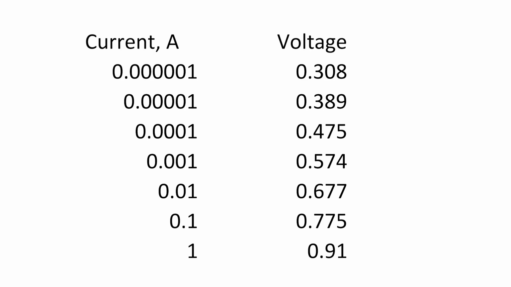So let's have a look at this data that we've collected. If we vary this current over a range of 1,000,000 to 1, from 1,000,000th of an amp all the way up to an amp, the total voltage difference is only about 600 millivolts. We start out at 300 millivolts at 1 microamp, and then blasting it with a full amp, we only get 0.91 volts. So you can see that every time we apply 10 times more current, the voltage drop only goes up by roughly 100 millivolts.